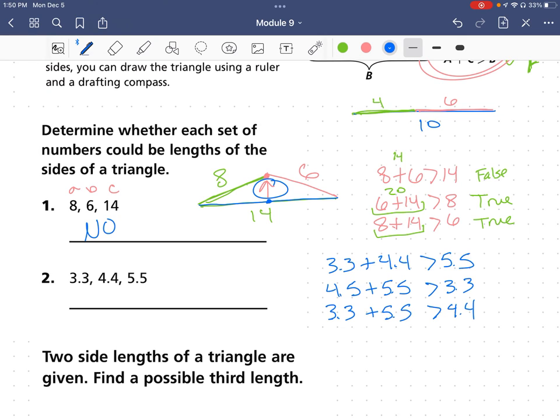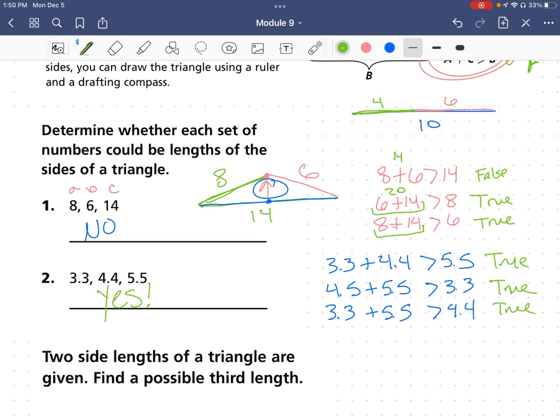Okay. We have 7.7. Okay, so this is true. This is a 9. Oh, definitely true. And 8. Oh, yes, definitely true. So, yes, this is a triangle.